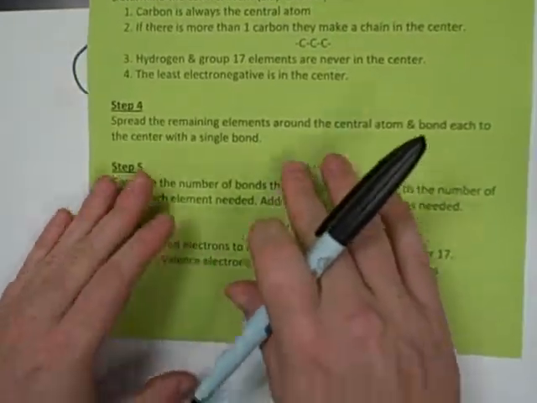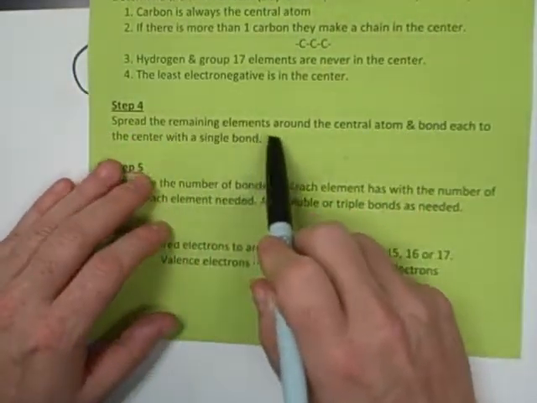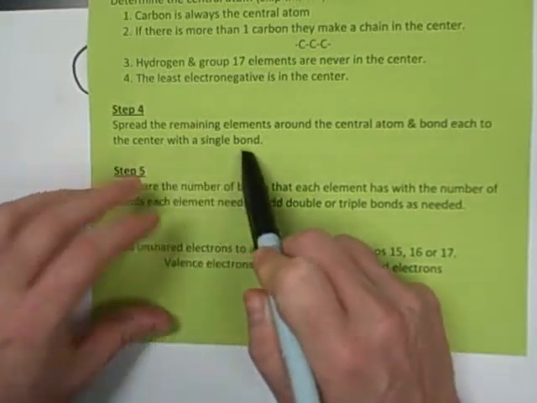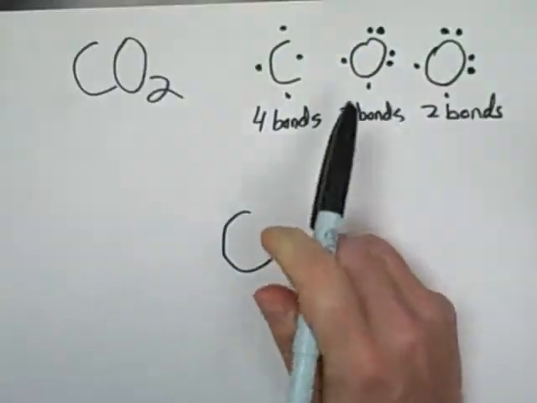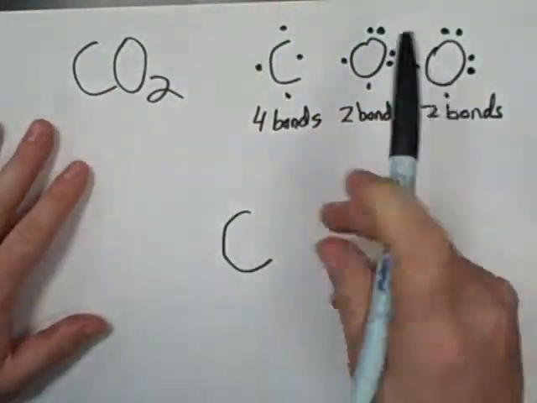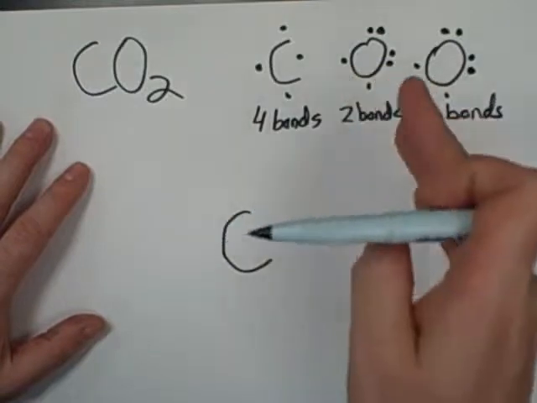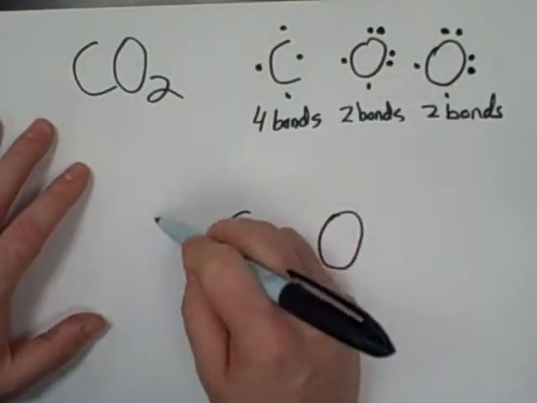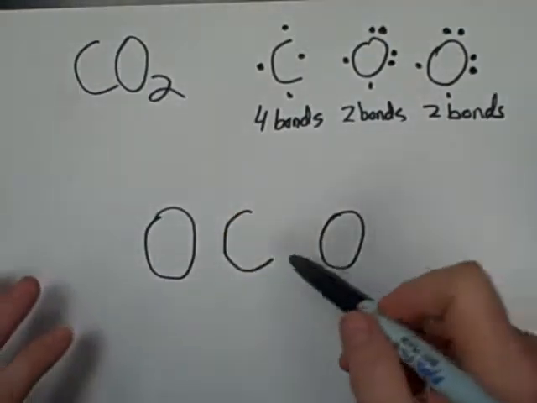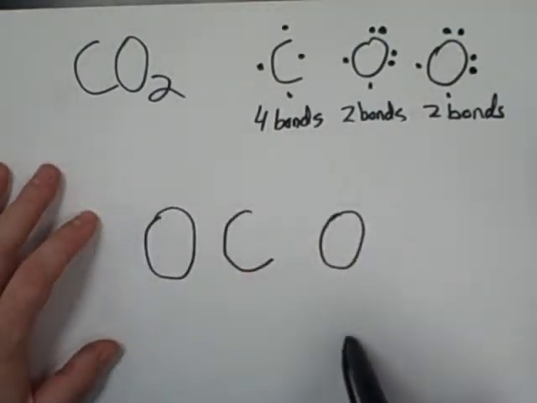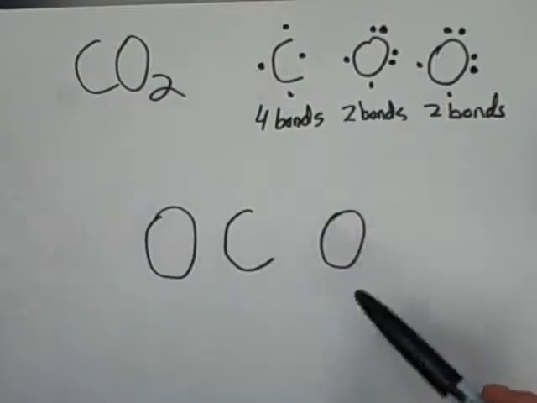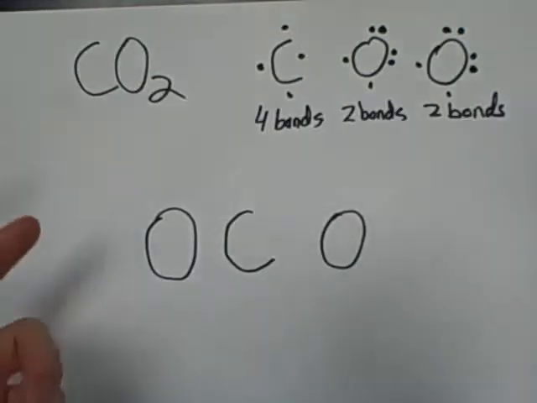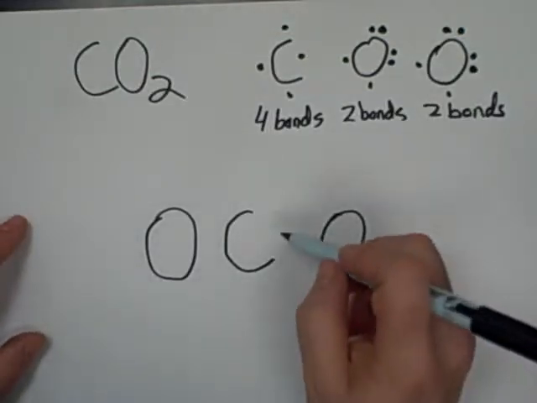Step 4. Spread the remaining elements around the central atom and bond each to the center with a single bond. So we have 2 atoms left, 2 oxygens. So when we have 2 of something and something else in the center, we'll just put 1 on each side like this. Now, if we had 3 of something, we could put 1 on each of 3 sides, and if we had 4 of something, we would put 1 on each of the 4 sides. But we only have 2, so we're going to put 1 on each side.